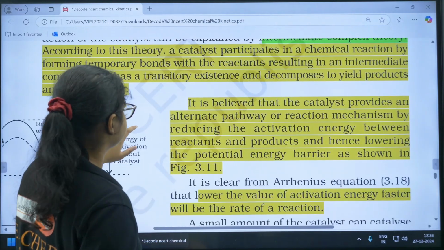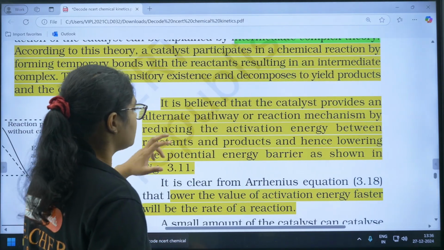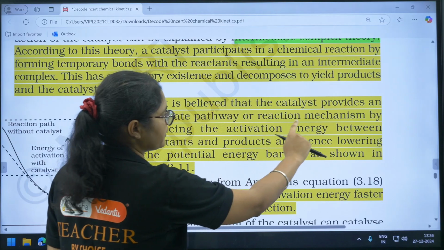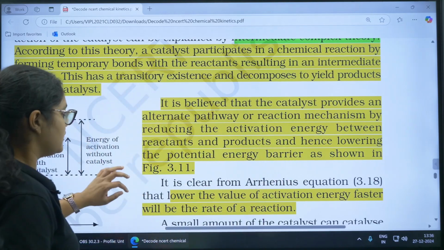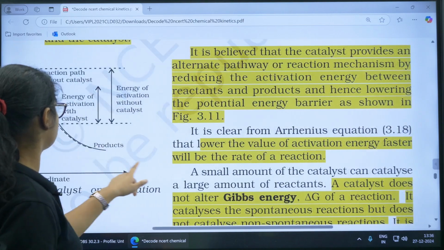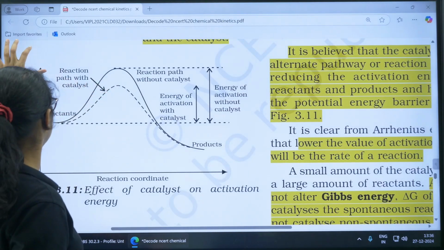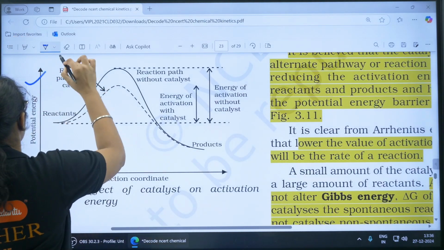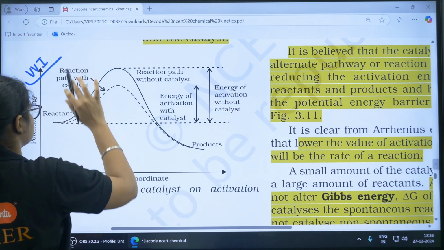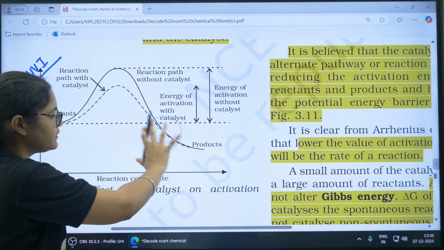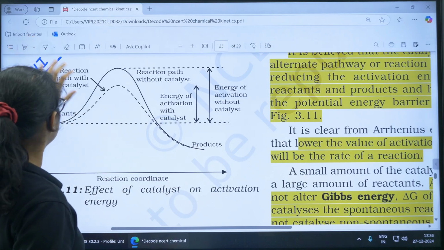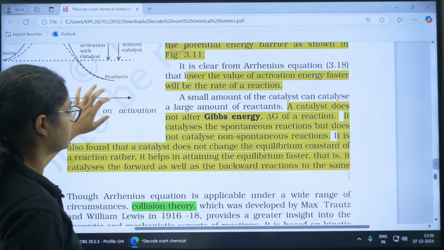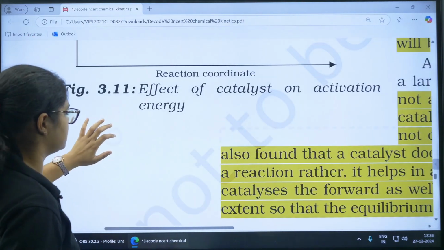Next, okay, so what does a catalyst do? A catalyst provides an alternative pathway or mechanism by reducing the activation energy. Okay, now here there are certain things. This graph is also very important, it is asked many times in the exam. So please mark the labelings, read the graph properly and do all the labelings here.